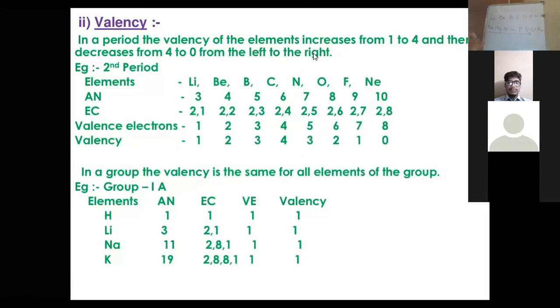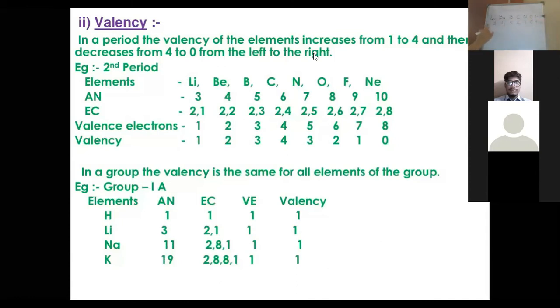So here we will see what the trend in the valency is. That is, when we move from left to right, it first increases and then decreases. Now we will first of all write down their atomic numbers. The atomic numbers are 3, 4, 5, 6, 7, 8, 9, and 10.